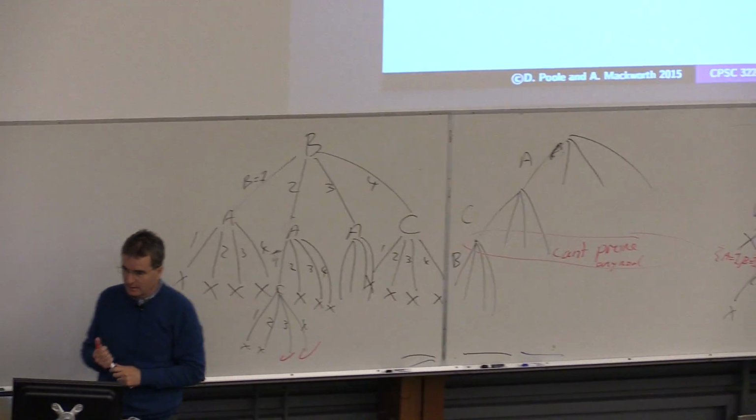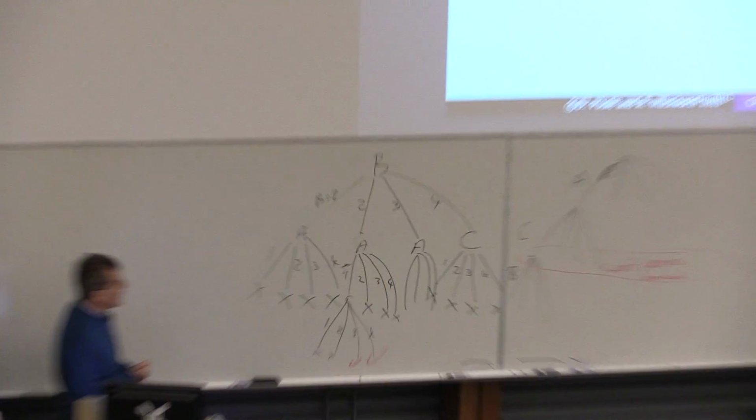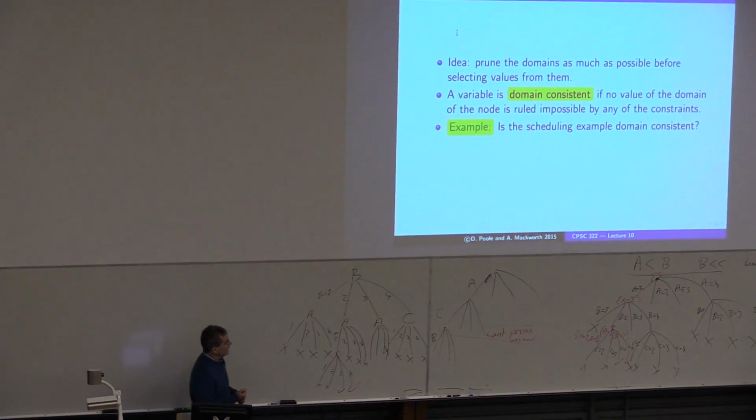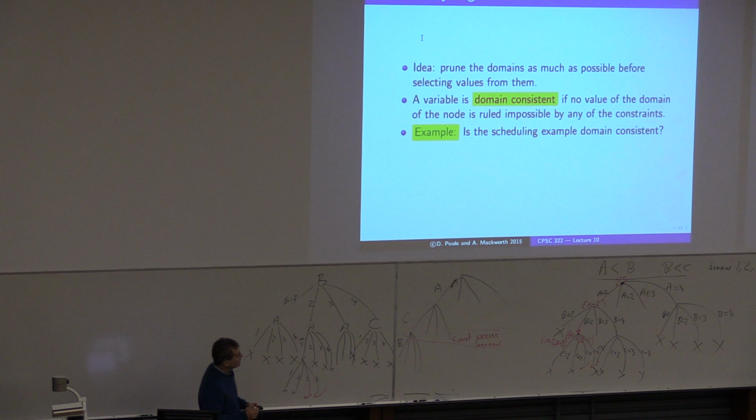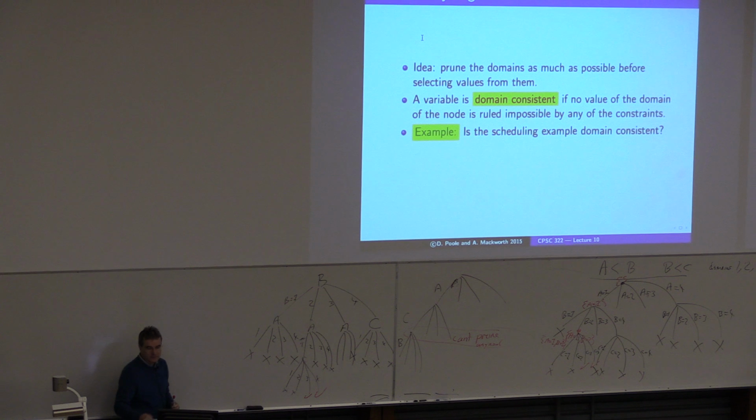So the first thing we'll do is domain consistency. A variable is domain consistent if no value of the domain of the node is ruled impossible by any of the constraints. So let's look at this.